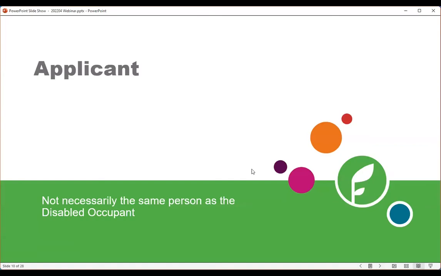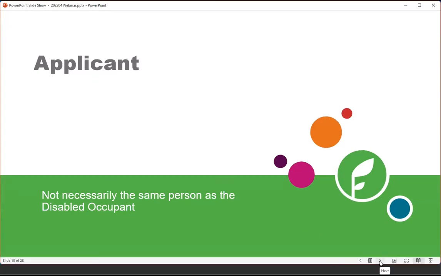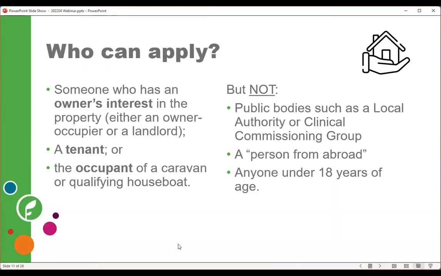So the second pillar of this eligibility is the applicant. And this is not necessarily the same person as the disabled occupant. In fact, in quite a few situations, it won't be the same person. So it has to be somebody who has an owner's interest in the property. So that's either an owner-occupier or a landlord, or a tenant can apply, or the occupant of a caravan or qualifying houseboat, but not a railway carriage.